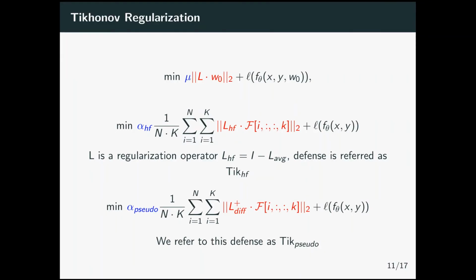The last defense that we introduce here is choosing the L matrix to be a difference operator, which is supposed to approximate a derivative operation. When you take a pseudo inverse of a derivative operation, it actually acts as a low pass filter. So we apply this approximate low pass filter to the feature map and then minimize the resulting product. We'll refer to this as Tik pseudo and the above one as Tik HF.